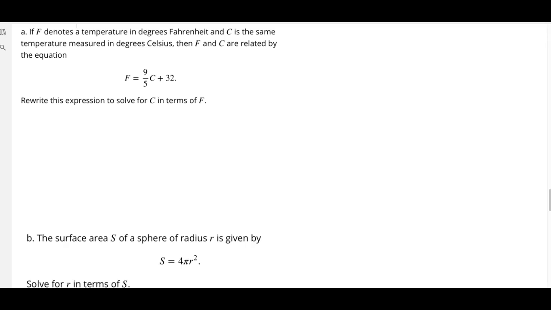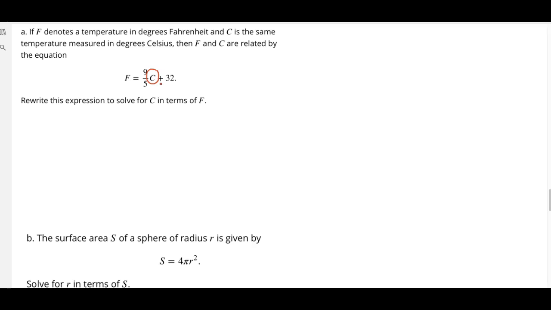So this question says if F denotes a temperature in Fahrenheit and C is the same temperature measured in Celsius, then they're related by that formula right there, which you've probably seen at some point. And they want us to rewrite the expression to solve for C in terms of F, because that's sometimes what we want to do. So we might as well have it rearranged. So this time we're going to solve for C. We want it by itself.